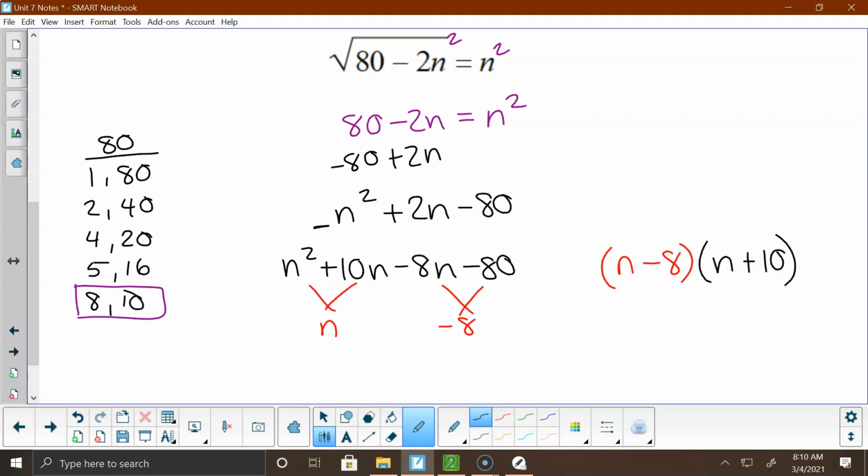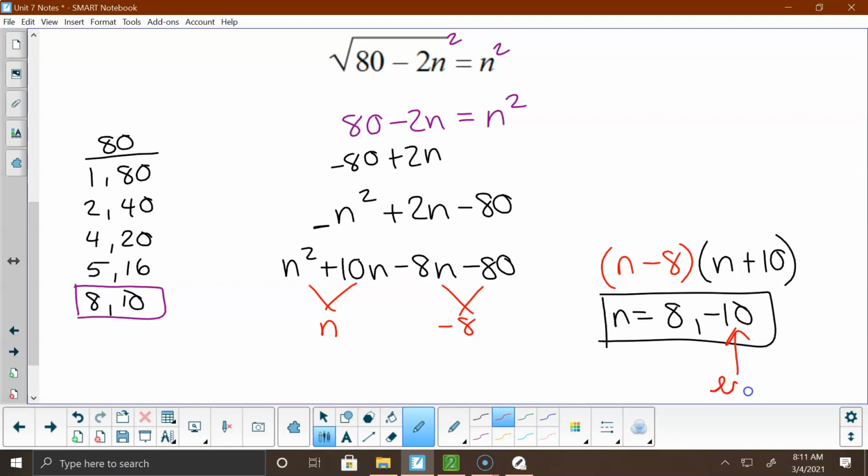Now here's the deal. I have two possible answers on it, right? I have positive 8 and negative 10. So n equals positive 8 and negative 10. The problem is, can I plug both of those in and get them to work? Which one doesn't work? Am I ever going to square root something and get a negative out the other side? No. So this one right here is called extraneous. Extraneous is the fancy mathematical term of just being extra.